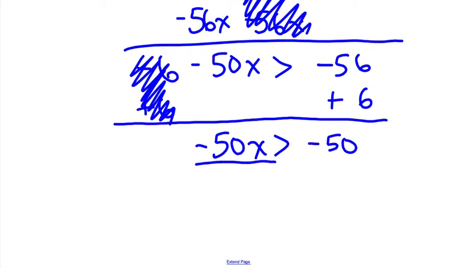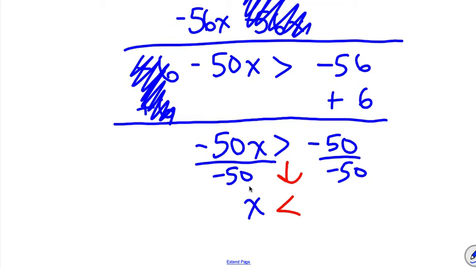And my last step is to divide by negative 50. And you can see here that we will end up with, well, first of all, let's point out that we just divided by a negative, so we've got to flip the sign. But then we're left with x is less than negative 50 divided by negative 50 is 1.